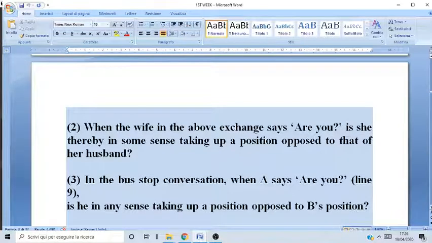When the wife in the above exchange says, "Are you?" is she thereby, in some sense, taking up a position opposed to that of her husband? In the bus stop conversation, when A says, "Are you?" in line number 9, is he taking any sense up a position opposed to B's position? Even if they think he said, "Did you?" not "Are you?" We'll go back to that in a second.